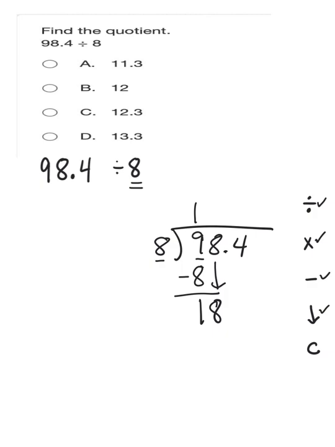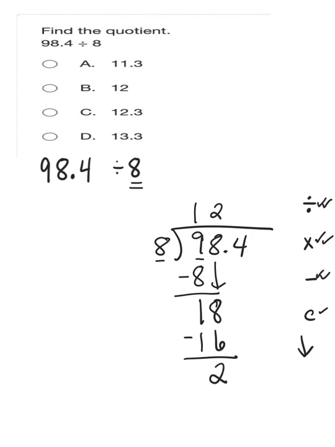Oh, you know what? I put these last two steps in the wrong order. My bad. It should be compare and then bring down. There we go. Okay. Let's see. 8 goes into 18 2 times, so we're back up to divide. 2 times 8 is 16. Subtract. 18 minus 16 is 2.